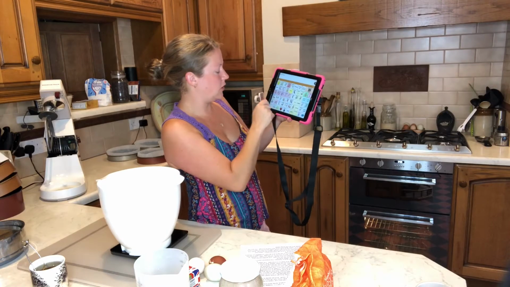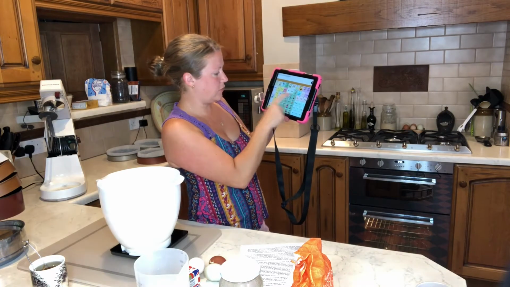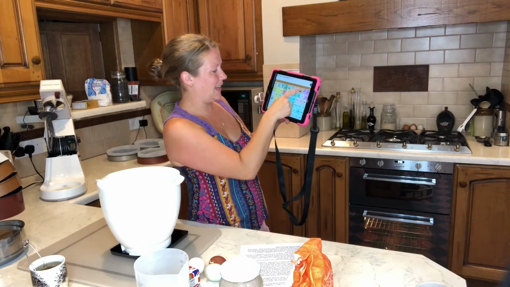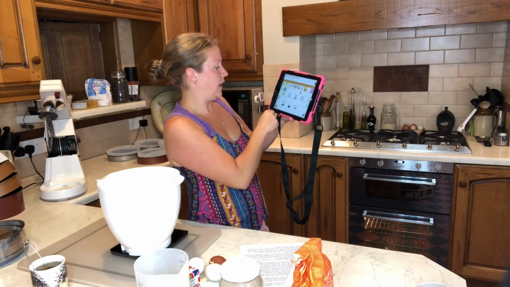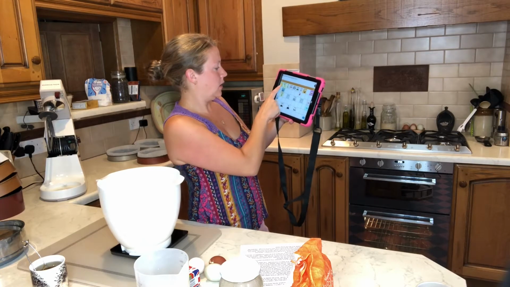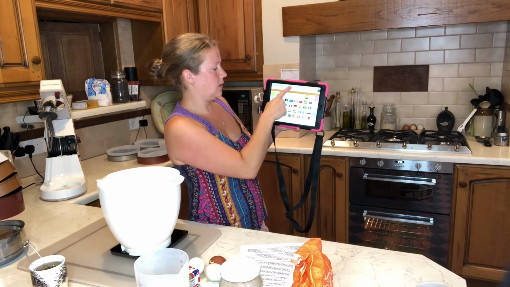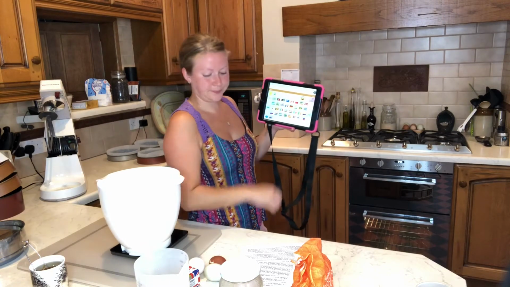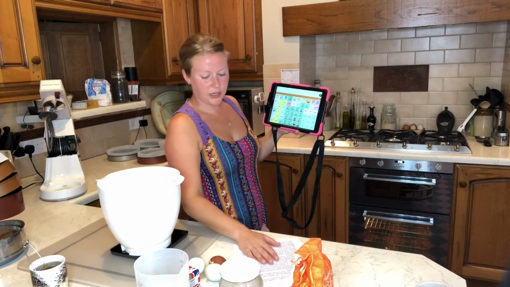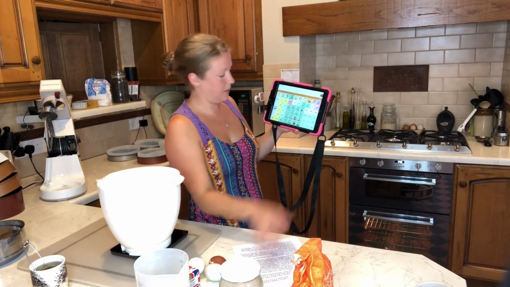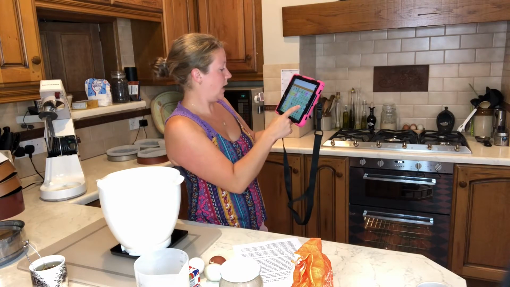I have a problem. This recipe is from the United States of America. Excuse me, I have a problem with this. It says that I need 2.5 sticks of butter and I don't have that.